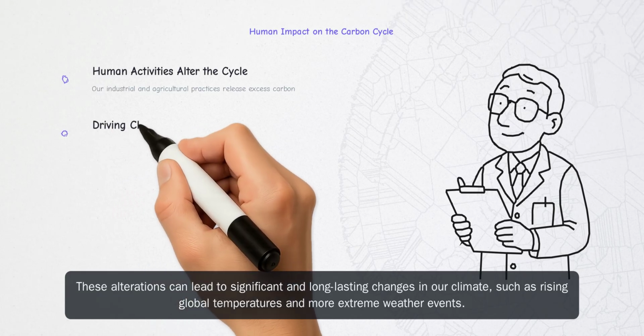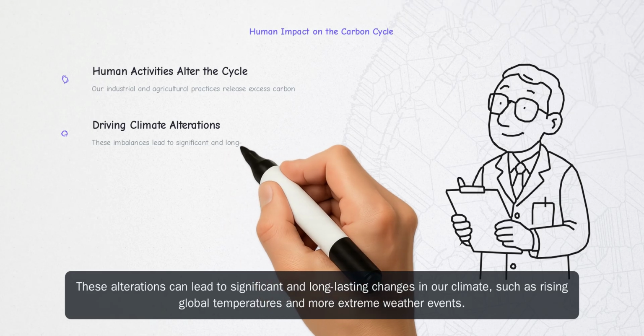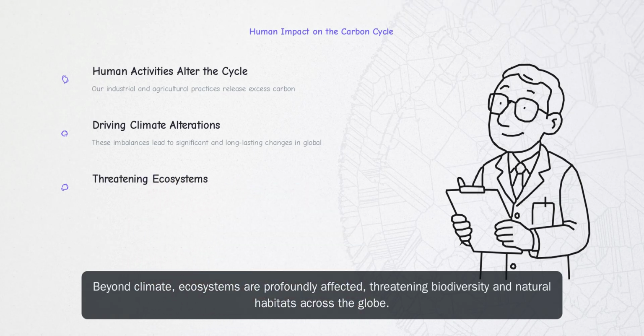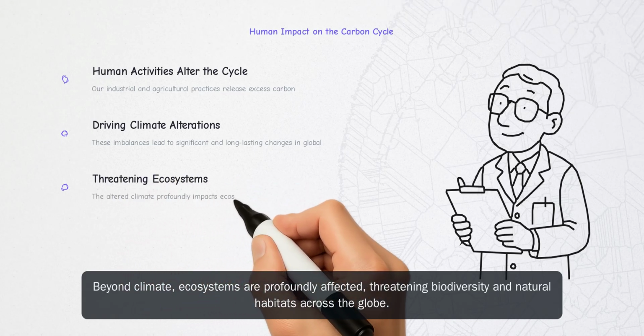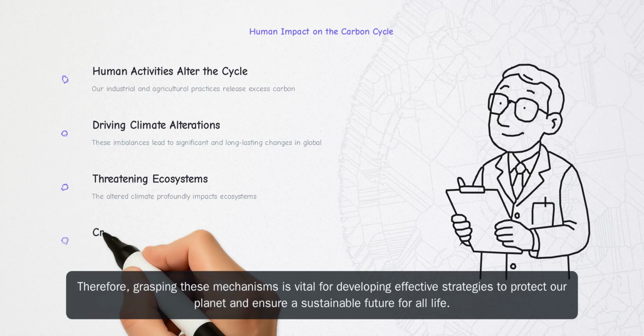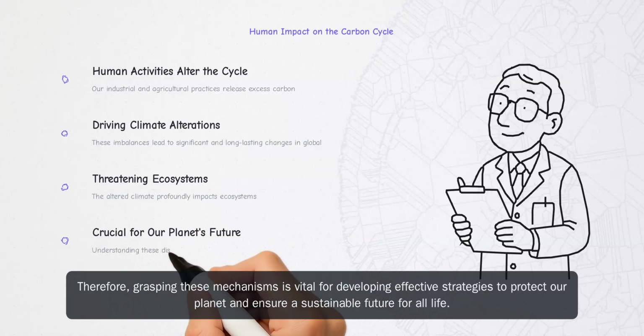These alterations can lead to significant and long-lasting changes in our climate, such as rising global temperatures and more extreme weather events. Beyond climate, ecosystems are profoundly affected, threatening biodiversity and natural habitats across the globe. Therefore, grasping these mechanisms is vital for developing effective strategies to protect our planet and ensure a sustainable future for all life.